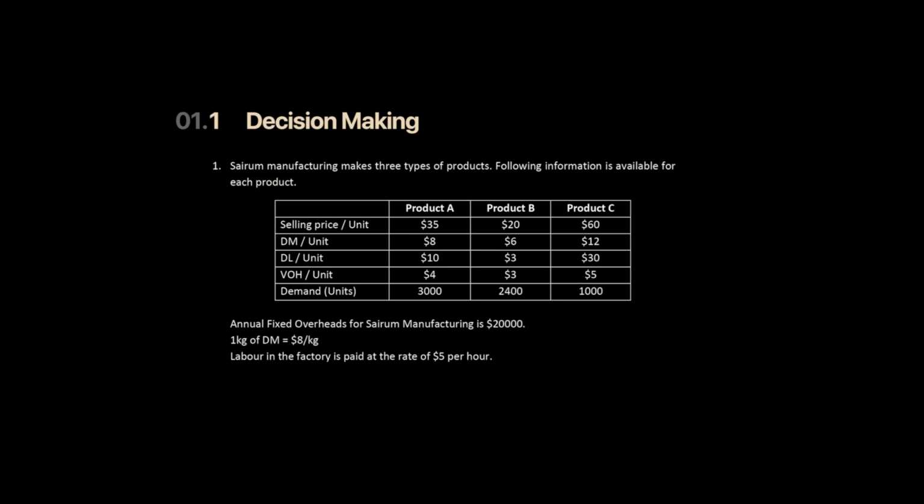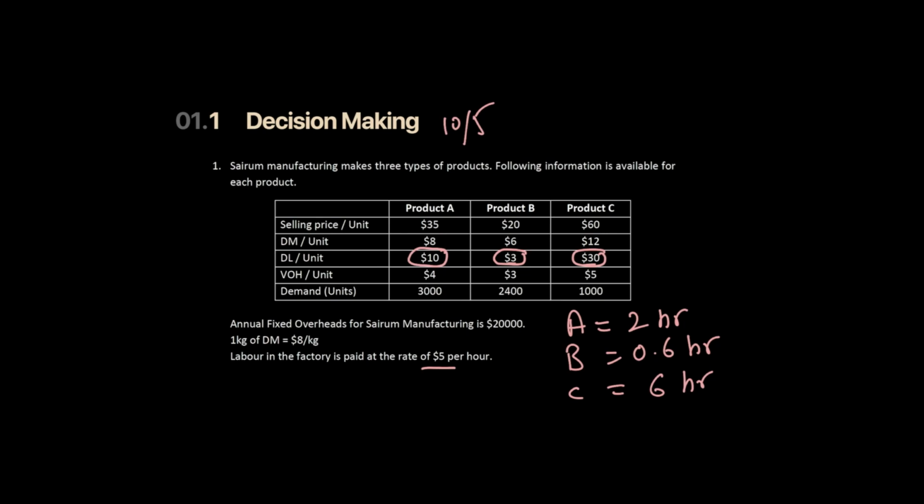Similarly, for labor hour, labor is paid $5 per hour and your labor cost for A is $10, for B it's $3 per unit, and for C it's $30. All right, so now if we calculate the labor hours per unit, for A we can say it requires 2 hours per unit, because 10 divided by 5 gives 2 hours. For B, 3 divided by 5 is 0.6 hour per unit. And for C, 30 divided by 5 is 6 hours per unit. That's the labor hour consumption. Now let's plug this in over there.